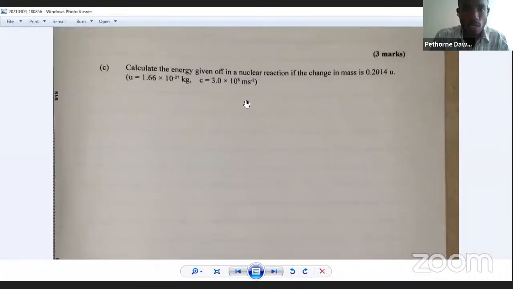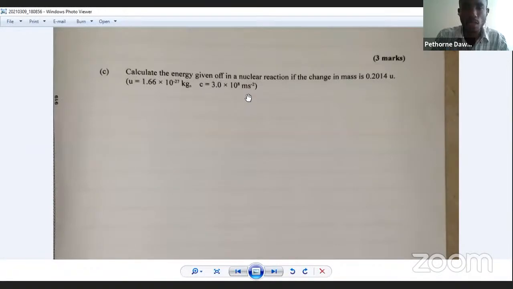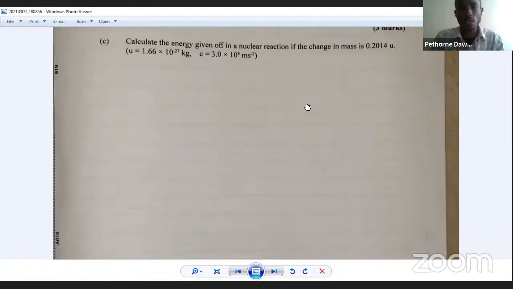This one now. Calculate the energy given off in a nuclear reaction where the change in mass is 0.2014 U. Now, this question is related to Einstein's famous equation, E is equal to mc squared. E is the energy, which is what we want. M is the mass of the substance in kilograms, or the mass deficit. The mass deficit or mass defect. Those are the two terms that I use. Mass deficit or mass defect is what the mass is talking about.